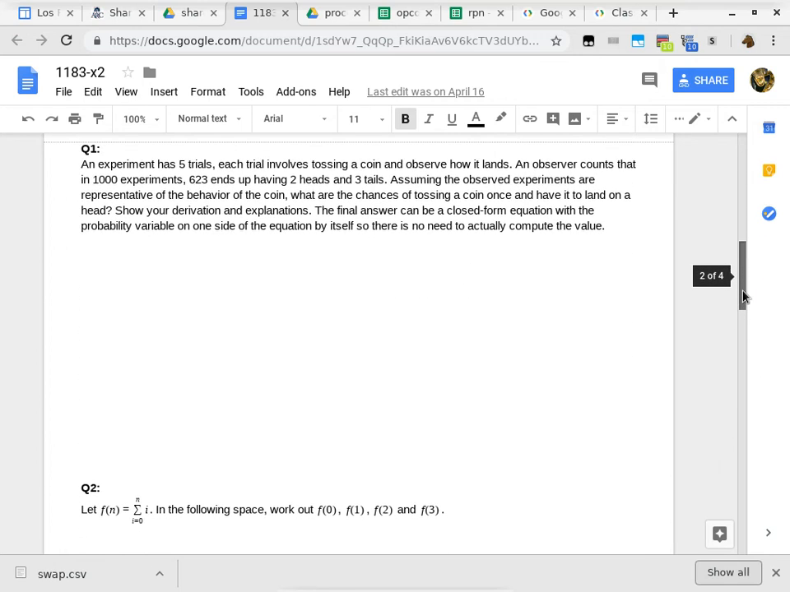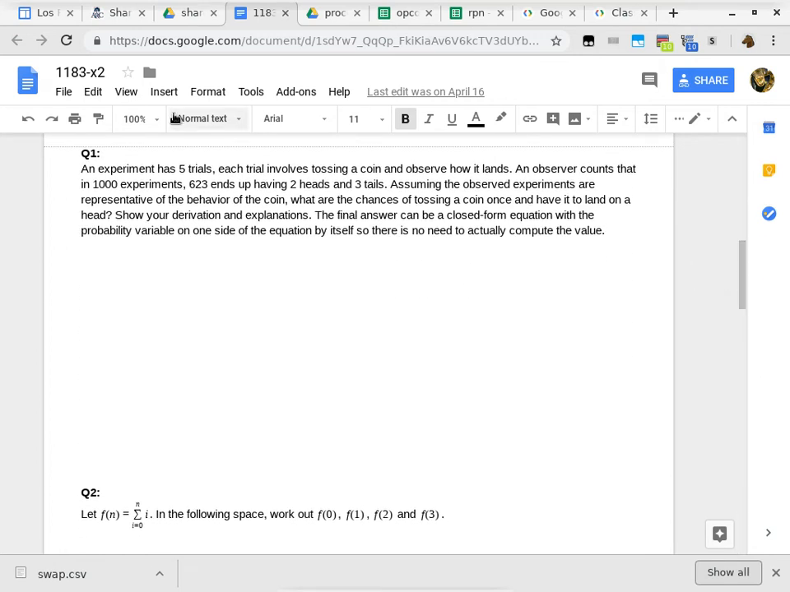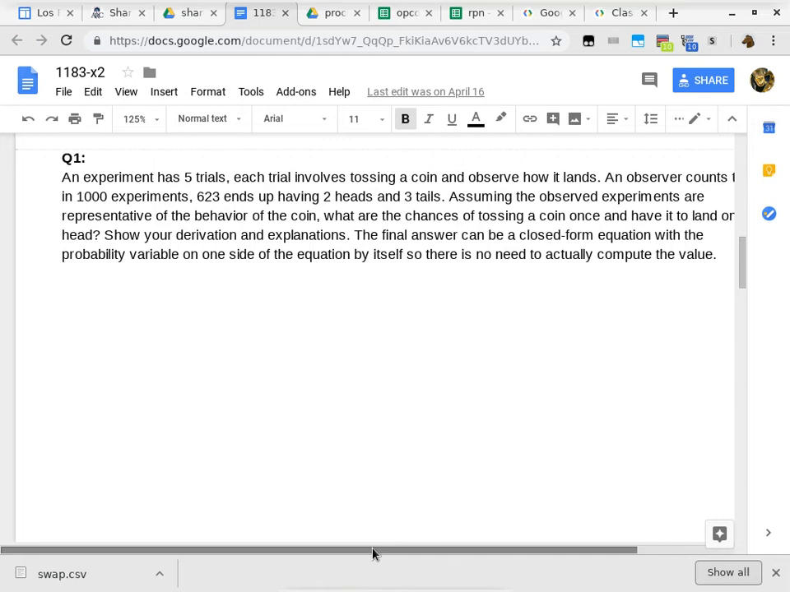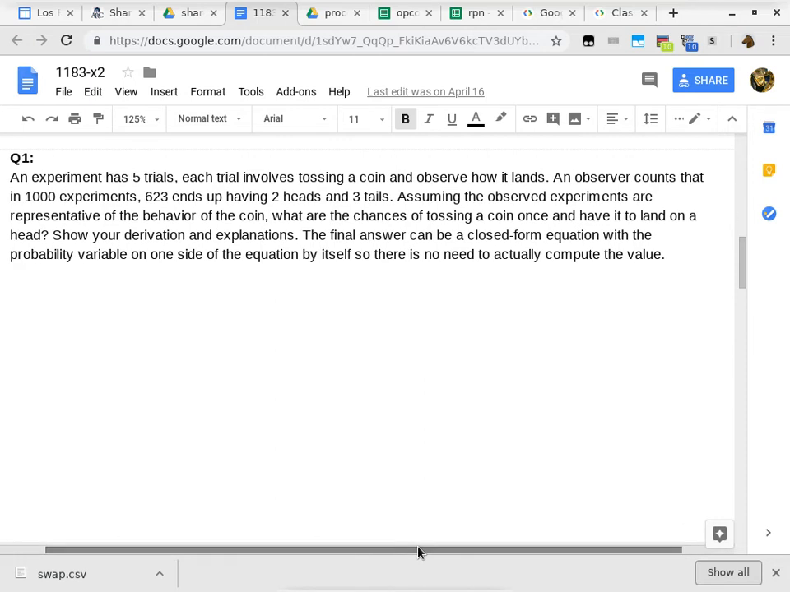So here's question number 1. Question number 1 has to do with counting and probabilities. So we'll go ahead and zoom in a little bit. Question number 1 says, an experiment has 5 trials. Each trial involves tossing a coin and observing how it lands. An observer counts that in 1,000 experiments, 623 end up with 2 heads and 3 tails. Assuming the observed experiments are representative of the behavior of the coin, what are the chances of tossing a coin once and having it land on a head? Show your derivation and explanations.